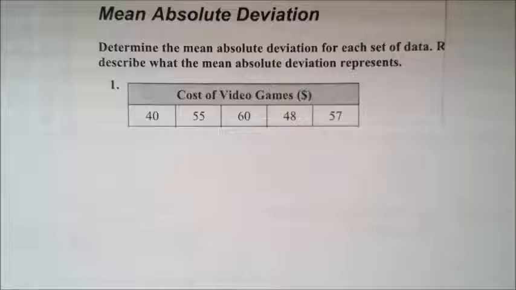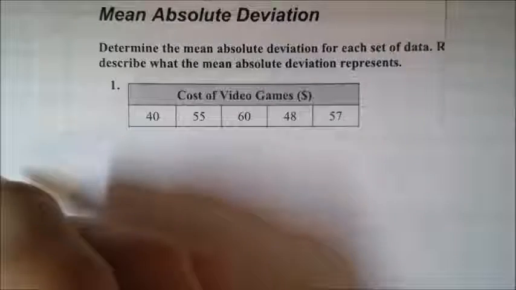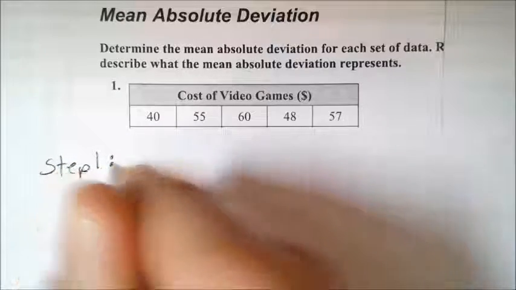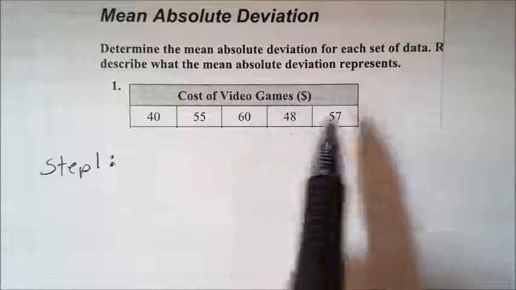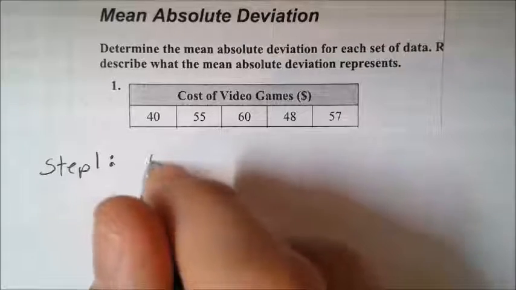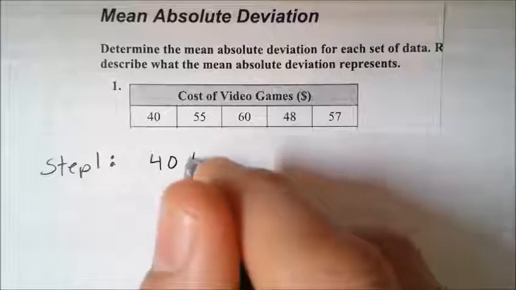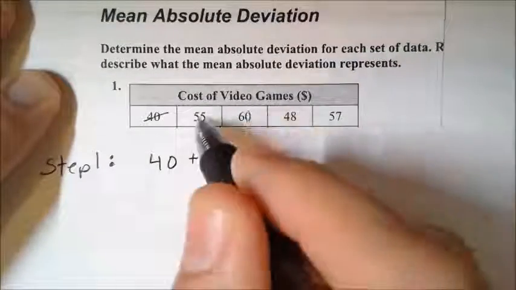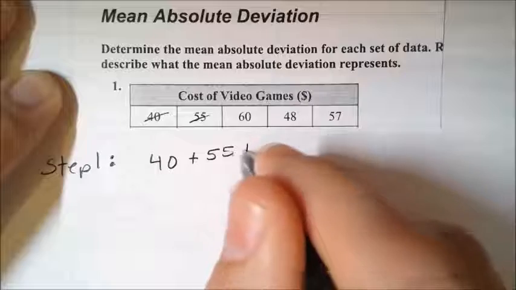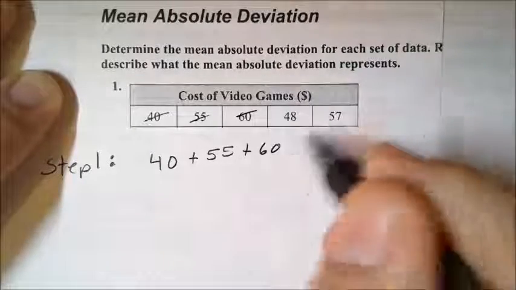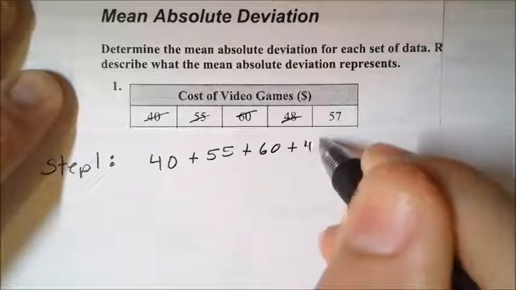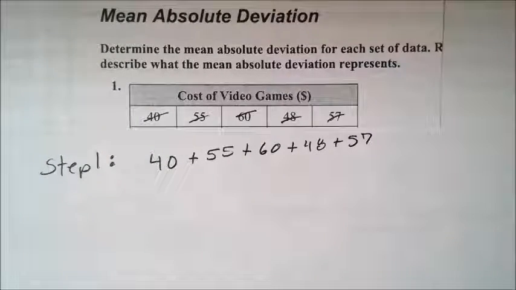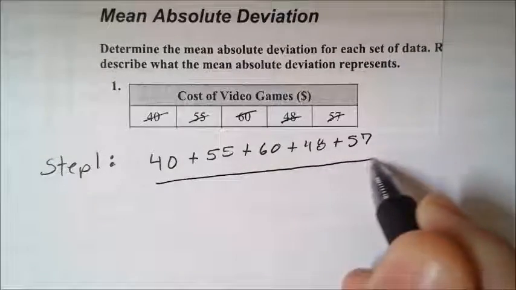So I'm going to break this down in steps just like we did in class. So first we're going to do step 1. So I'm going to write that right here. Step 1. We're going to find the average of these 5 numbers. So what we're going to do is we have 40 plus 55. And I'm going to go ahead and mark these off, and you can mark yours off with the dry erase as you do it. 60 plus 48 plus 57.